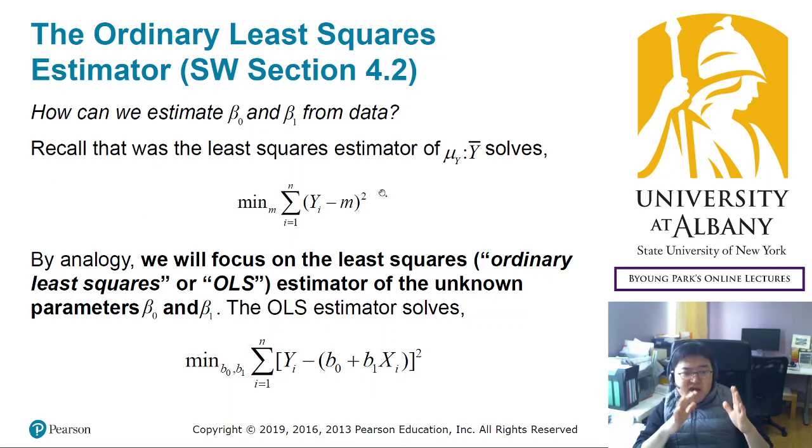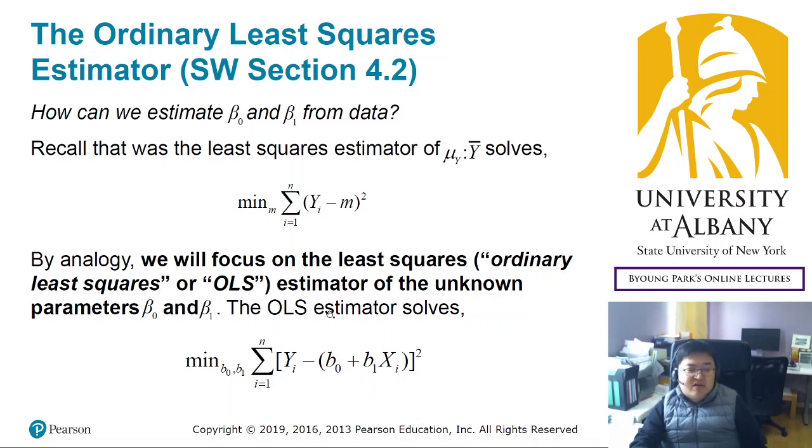And you can extend this idea to the regression model. So now you are minimizing the sum of squared errors, choosing the intercept and slope carefully. So minimize with respect to B0 and B1. The solution to this minimization problem is called the OLS estimator, the ordinary least squares estimator.